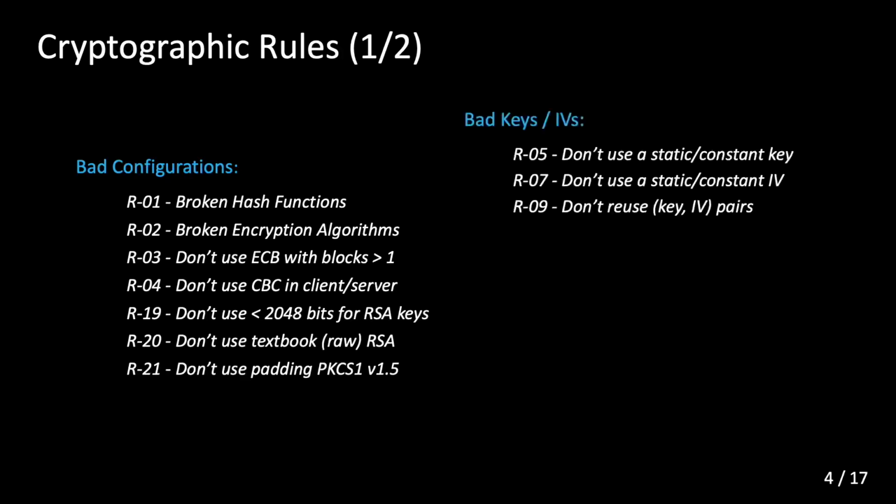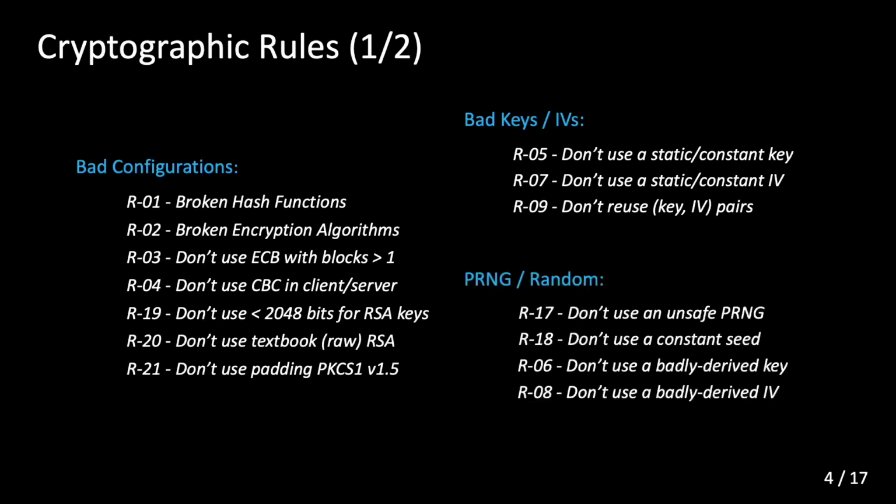Other rules don't let applications use bad keys or initialization vectors. For example, Rule 7 says that we cannot use a static initialization vector. For instance, using 0 as initialization vector with the CBC, or cipher block chaining, mode makes the data vulnerable to certain attacks. Other rules focus on random number generation.